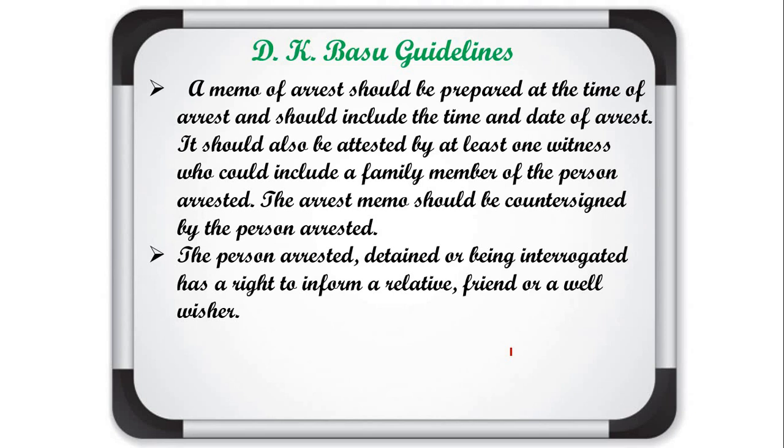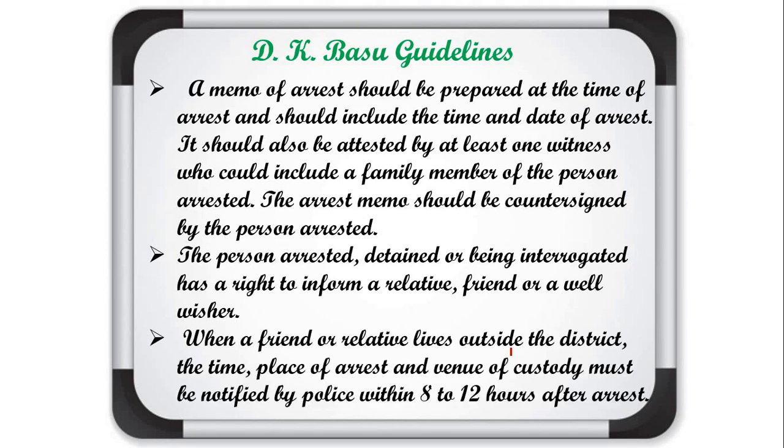This is there, and the person arrested, detained or being interrogated has a right to inform a relative, friend or a well-wisher. When a person is being arrested, at that time the person has the right to give information about his arrest to his family member, relative or any friend. It means if the person wants, he or she can give information about the arrest to his well-wishers.